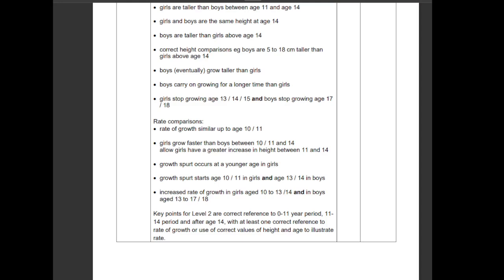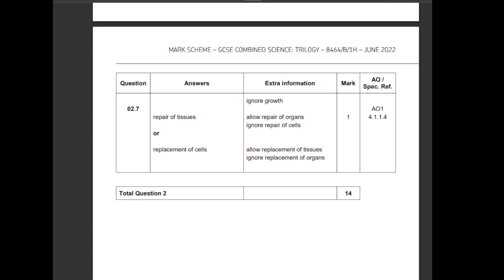The last part of question number 2 was for repair of tissues or replacement of cells. So allow repair of organs, ignore repair of cells. I would add the word tissue or replacement of. When I said for repair and replacement, I didn't mention whether it was for cells or whether it's for tissue, so I might actually add that as part of the answer. So I actually said to replace damaged cells, right? Rather than cells, I would actually say tissues.